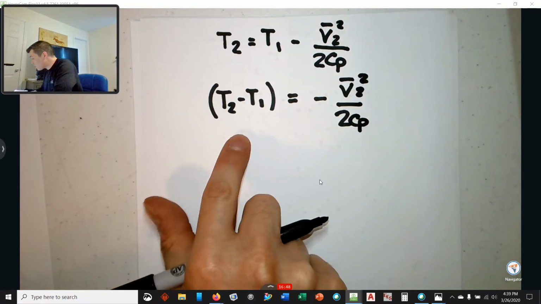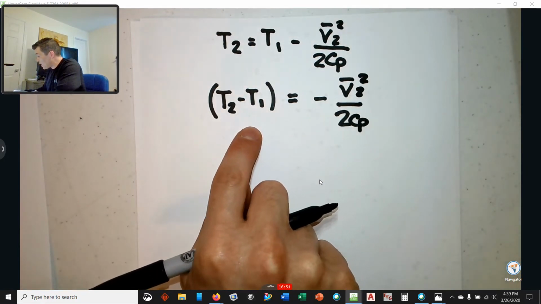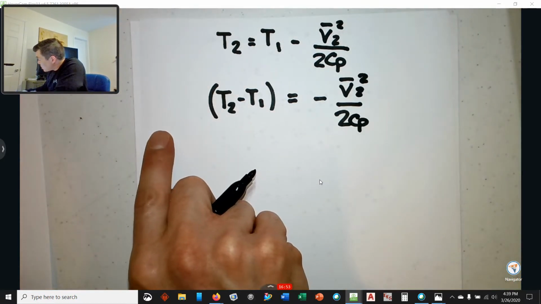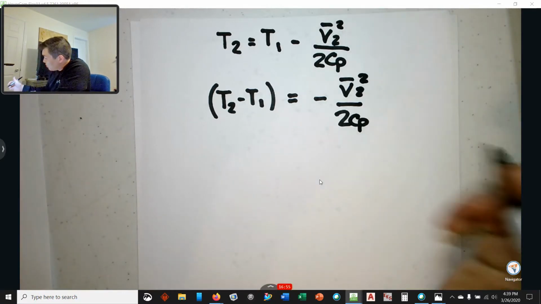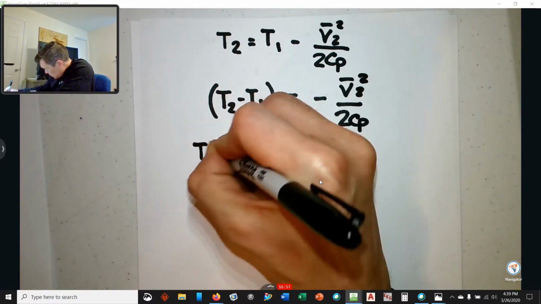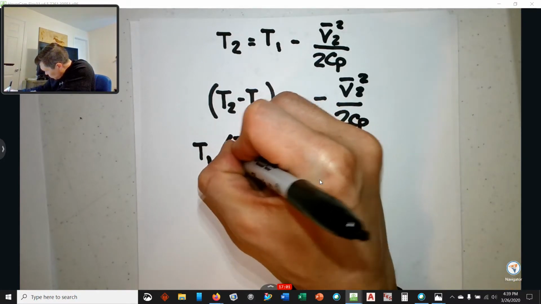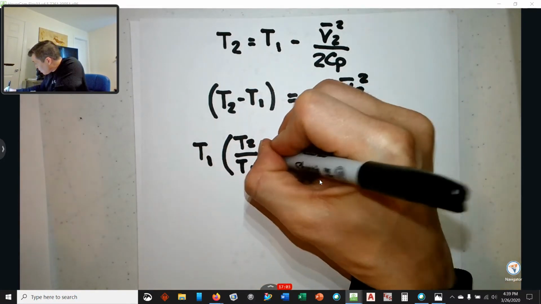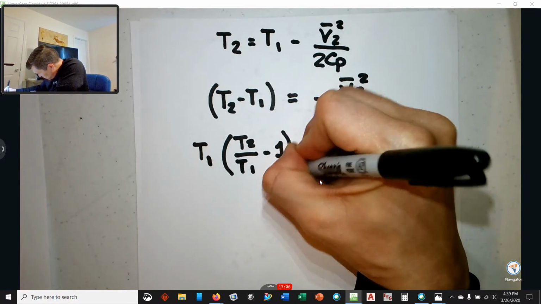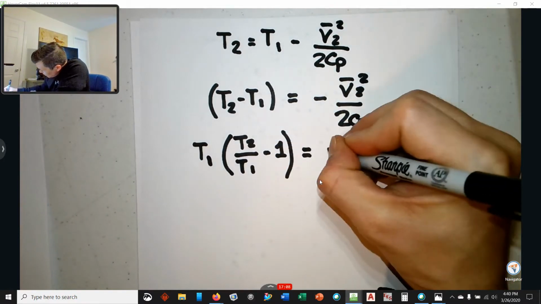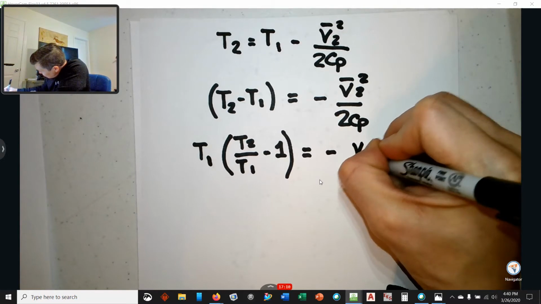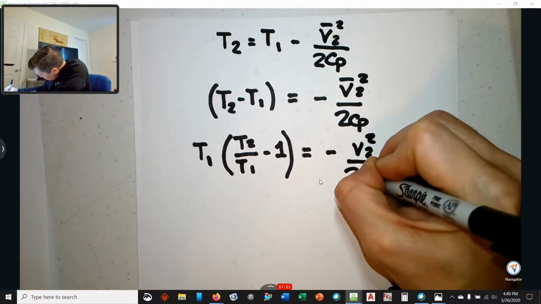And I think what we can do is pull out a T1. That's our reservoir temperature. So if we do that, we have T1 times T2 over T1 minus 1 equals negative V2 squared over 2CP.